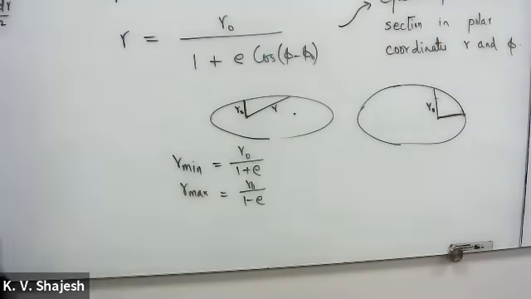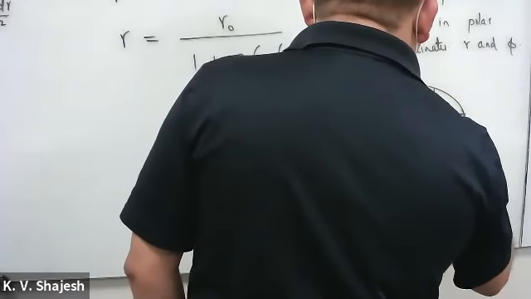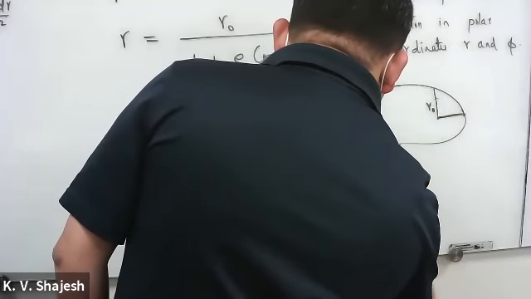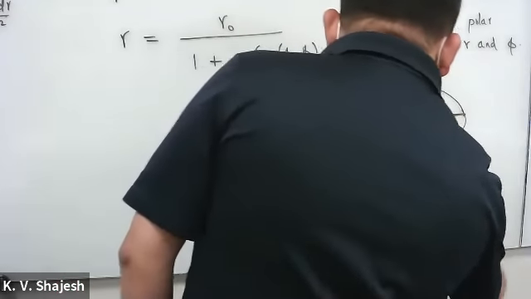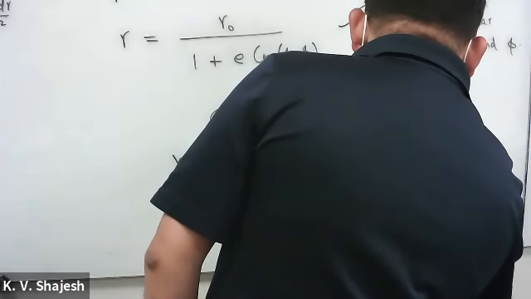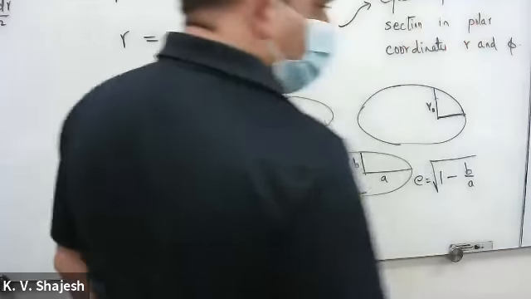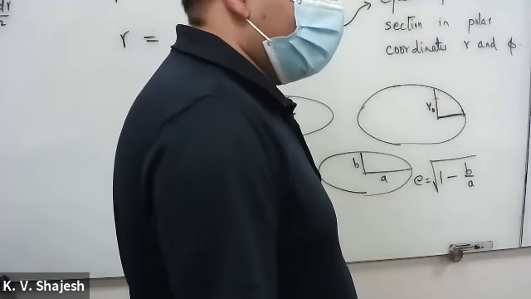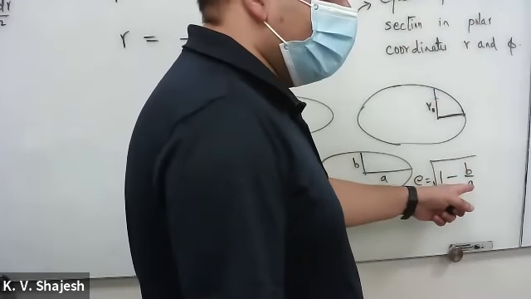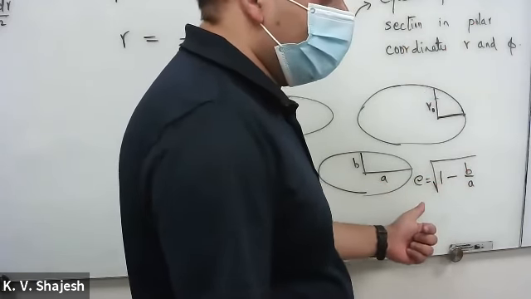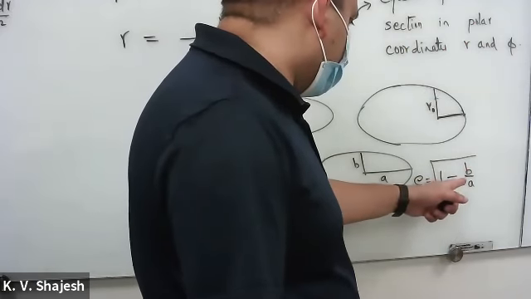Eccentricity is like the squeeze of the ellipse. If you have an ellipse, this is A and that's your B, it is 1 minus B over A. Where eccentricity is 1, then it's a line. If B was equal to A, then it's a circle, because e is 0.